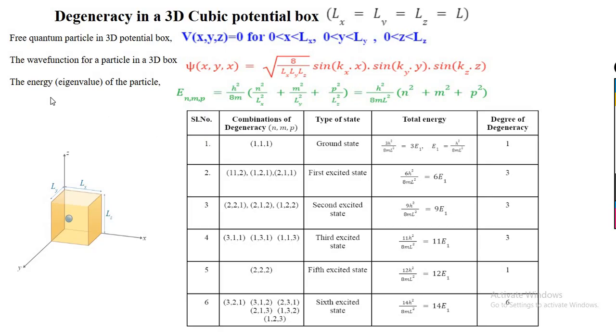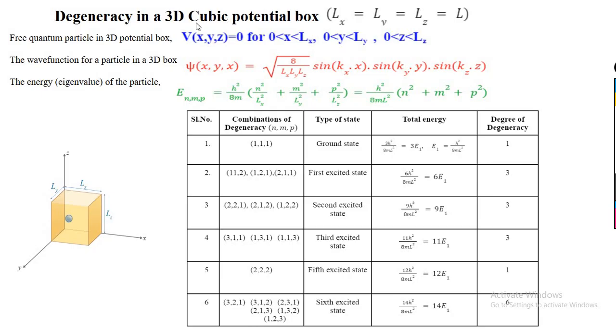Now the next part is the energy eigenvalue. The most important one is the energy eigenvalue. When you are calculating energy, it's simply a repetition for the three different directions. So this is h squared over 8m, times n squared over Lx squared plus m squared over Ly squared plus p squared over Lz squared. So n, m and p denote the different quantum states along different directions. n is for x, m is for y and p is for the z direction.